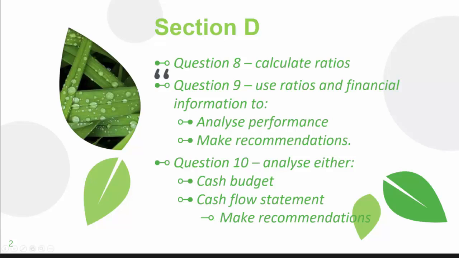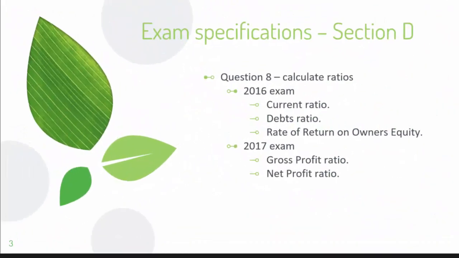Now, the way that this is structured in section C, you either have to prepare a cash budget or cash flow statement. So if it's a cash budget, then you then interpret a cash flow statement in question 10, and vice versa, and that's how it's been operating from year to year. So let's make a start.